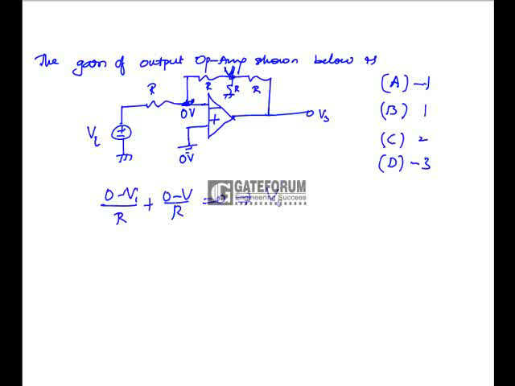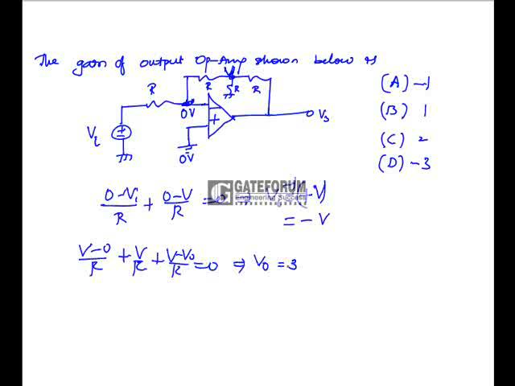From this I can say that Vi is equal to minus V. Now what is the nodal equation at node V? V minus 0 by R plus V by R plus V minus V0 by R is equal to 0. From this I can write V0 is equal to 3 times V. And V is equal to minus Vi, so V0 is minus 3 times Vi. So the gain V0 by Vi is equal to minus 3. So option D is the correct answer.